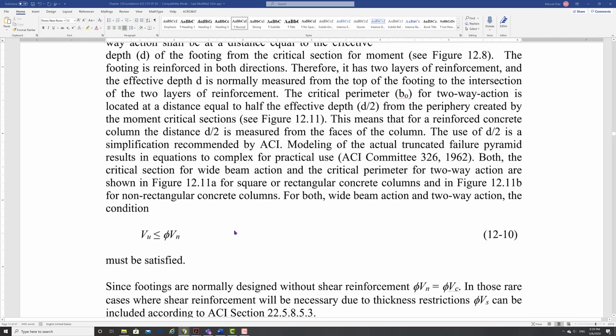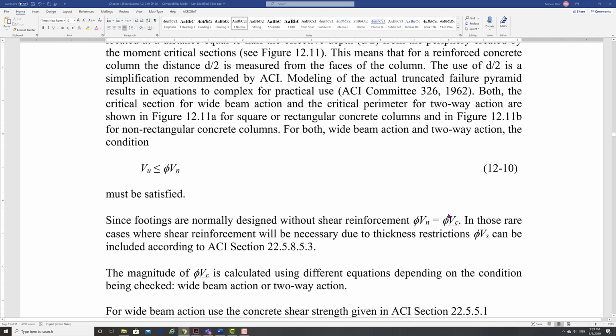So again, you need to satisfy this. So there are no changes there. Normally, we use the concrete only because we don't have stirrups, but you could put stirrups. And then you have to follow the same design as shear with the stirrups.